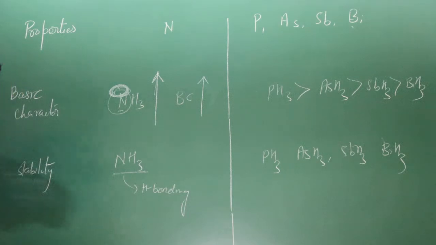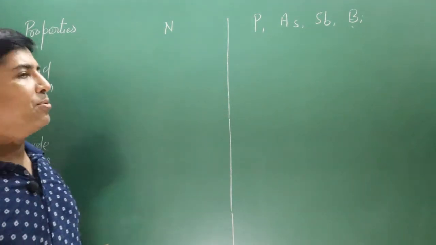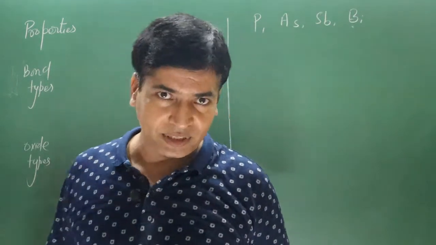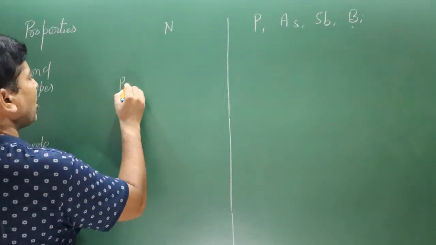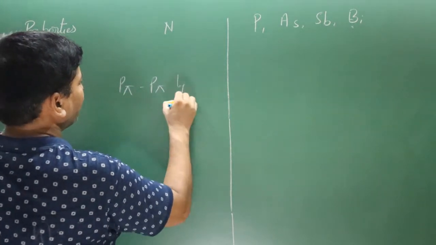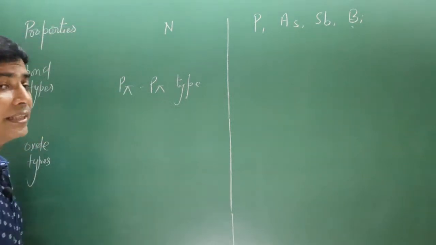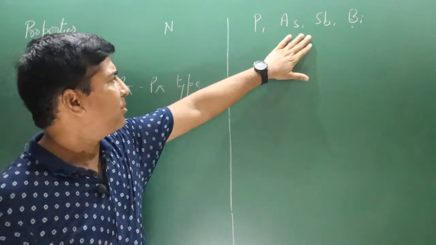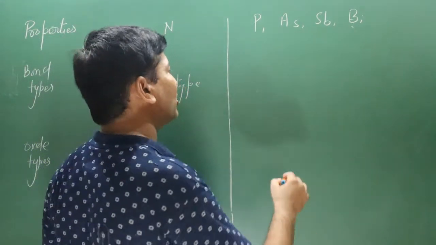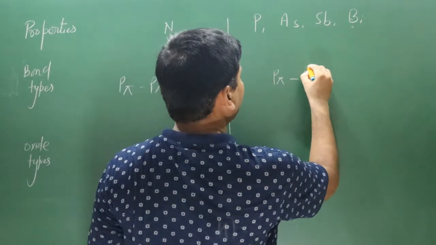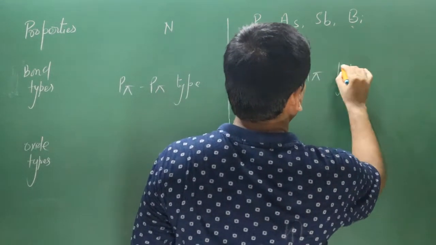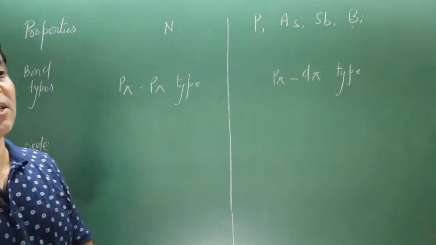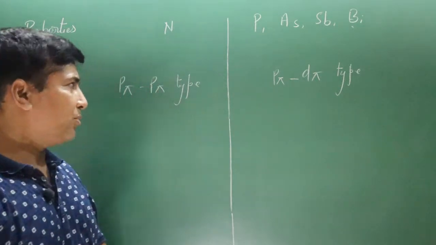Move on to the next property. Next we have types of bond. Nitrogen is a highly electronegative element and it does not have vacant d orbital. This is the reason nitrogen forms p-pi type bond. It has only p orbital. But the other elements have vacant d orbital also. This is the reason they can form p-pi and d-pi type bonds. How they form these kinds of bonds, we will cover in a different lecture, because we need to take some examples. It will take some time to explain.